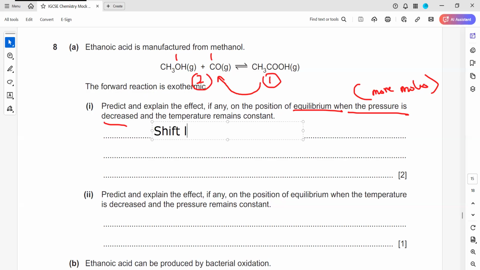Sir, how much time did we give to chapter 4 and revision? It depends on the topic, 3 hours. Yeah. Shift to left because more moles of gas.